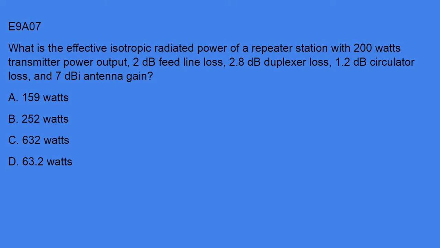E9A07, what is the effective isotropic radiated power of a repeater station with 200 watts transmitter power output, 2 dB feed line loss, 2.8 dB duplexer loss, 1.2 dB circulator loss, and 7 dBi antenna gain? 252 watts.